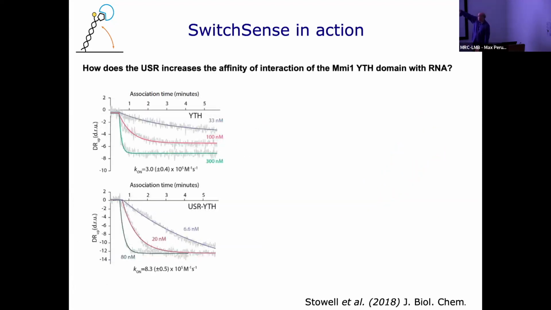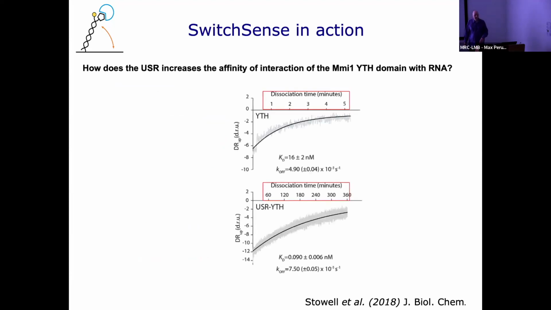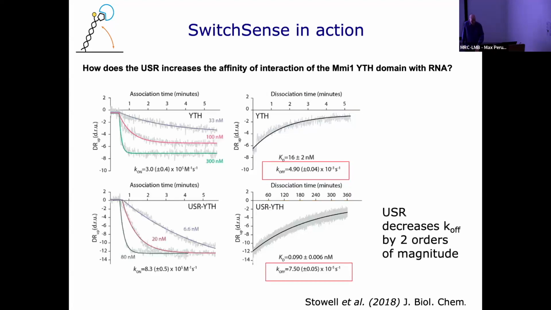So we flow that on. Here's the association. You can see the association between the domain itself, with and without the unfolded region, looks pretty similar, in a similar range. But when it came to the dissociation, you can see it's very much different. Look at the time frame. Dissociation is about 5 minutes here. When you've got the unfolded region, it's up to 360 minutes. So much slower. So we can see that this unfolded domain is really important to slow the dissociation off.